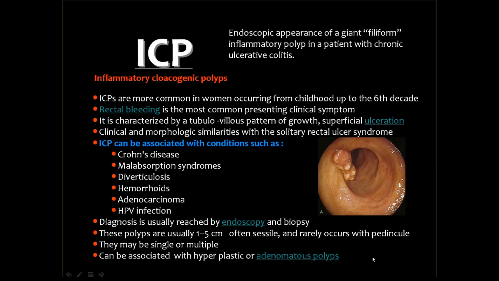But there is a good number of patients with perianal fistula that may be caused by Crohn's disease. Then inflammatory bowel diseases are more common in women, occurring in the childhood period up to the sixth decade of life. They may present with bleeding, and they are characterized by tubulovillous pattern of growth with superficial ulcerations.